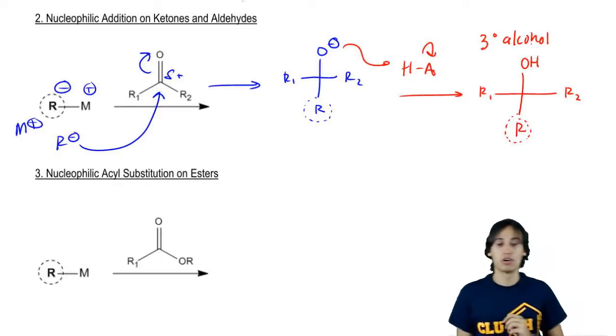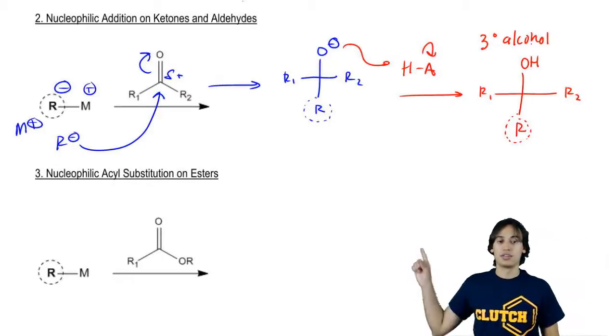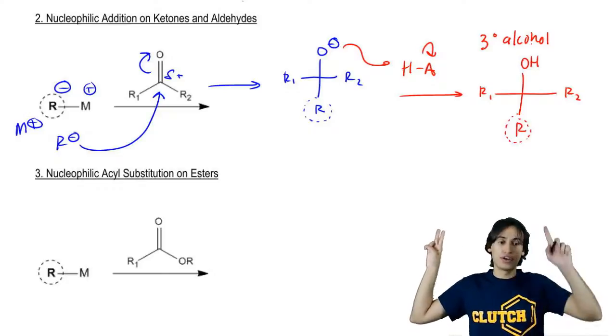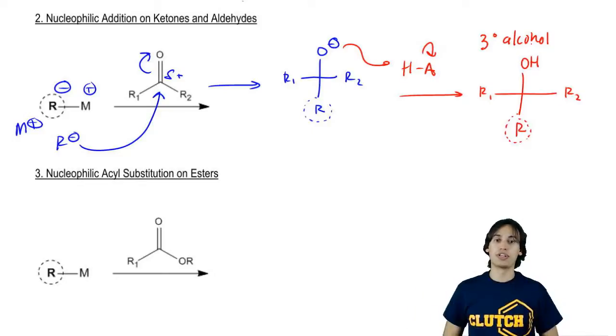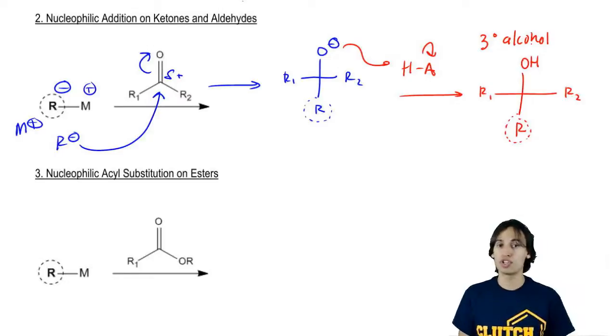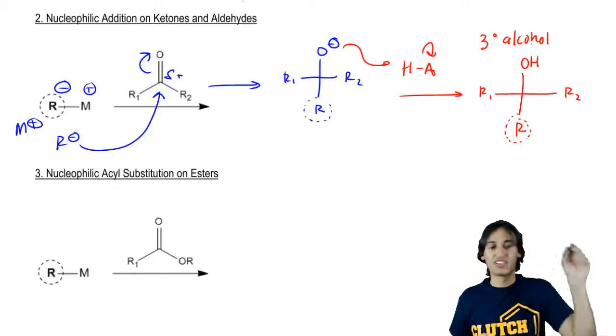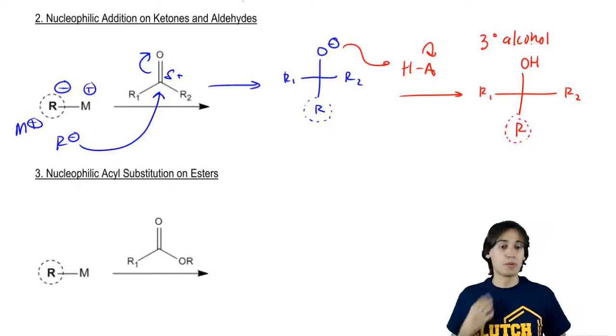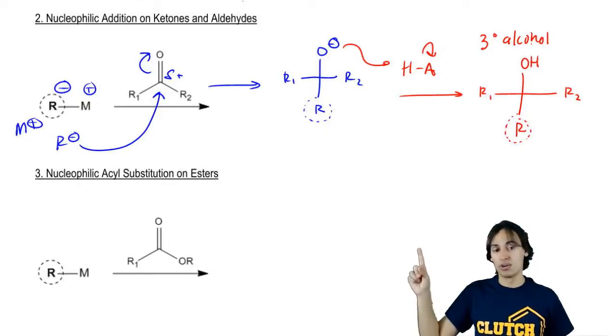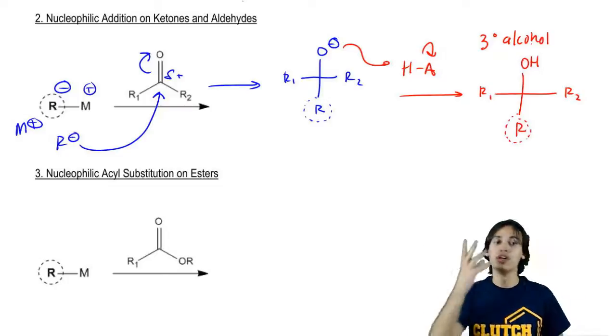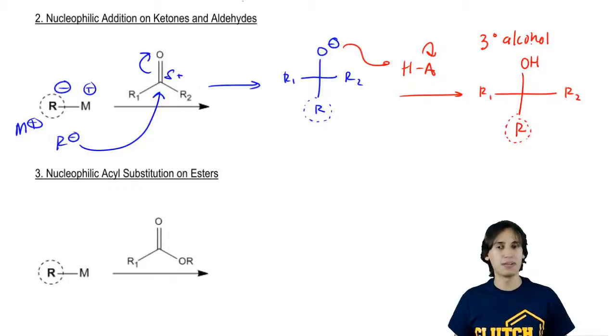This one in particular would be a tertiary alcohol. Why? Because I start off with two R groups, I added a third one, so now there's three R groups around that OH. Will you always get a tertiary alcohol? No. You just have to add up your R groups and figure out the degree of your alcohol. But in this case, since I start off with a ketone, and since I'm adding one R group, I'm going to get a tertiary alcohol. Does that make sense? Cool.